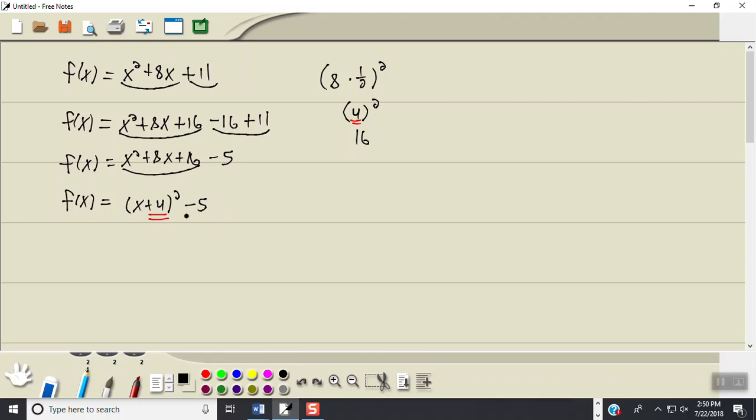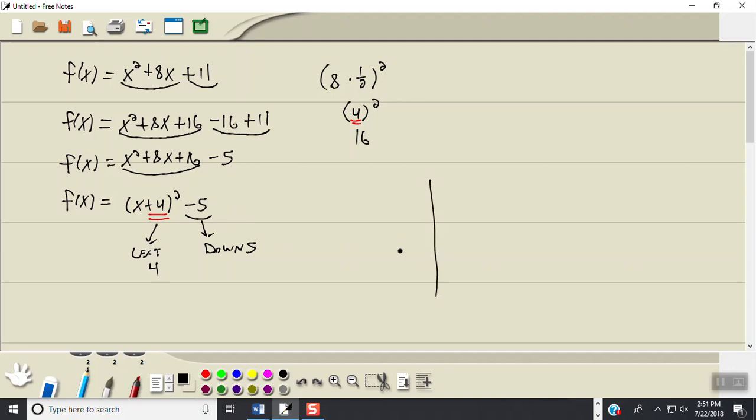Now this number here at the end controls the up and down. So this says that we're going to go down 5. And this number inside controls left and right, and it's opposite of what you think. The plus 4 makes you think it goes right 4, so it's really going left 4.